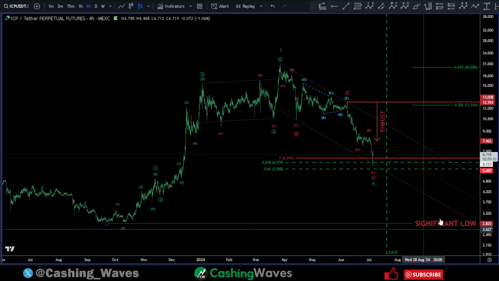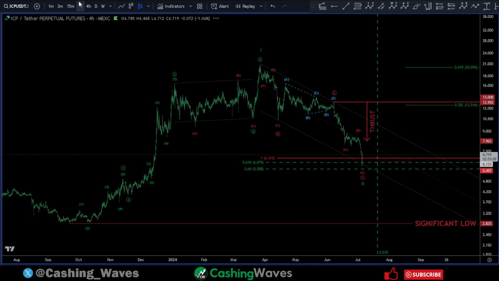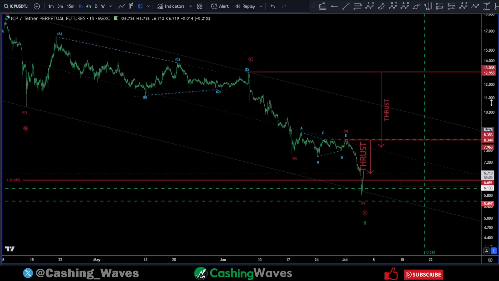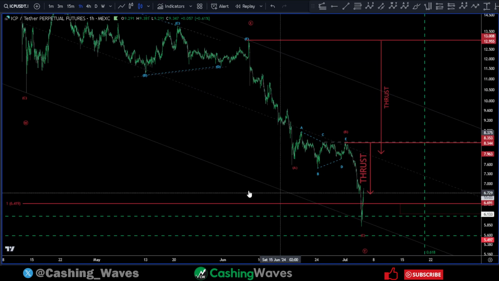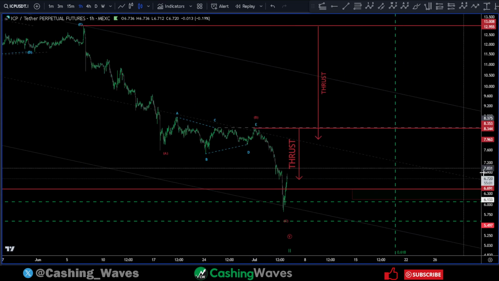But anyways, that's how I came to that conclusion. I think I even put it down. Yep, that was our third thrust target. A lot of triangles in this setup.